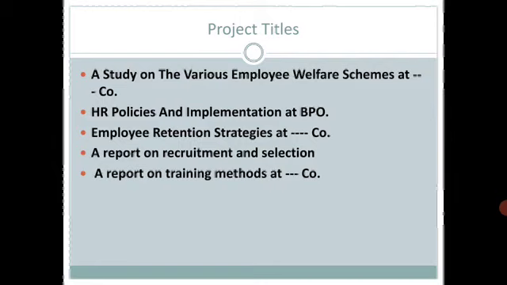Then you are supposed to mention the conclusion and summary of your project. Yes, the summary of your project and the conclusion of your project. You are supposed to note it down.